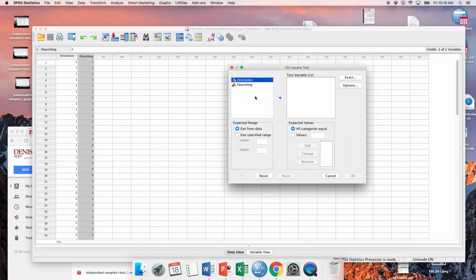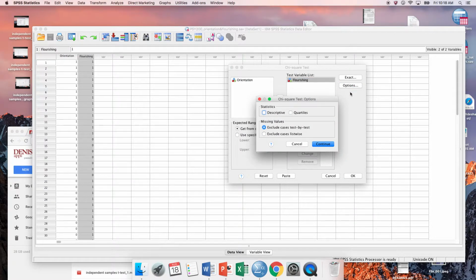Once we find the chi-square, we're asked to test a variable. We chose flourishing. We only need one variable here because we're simply comparing the likelihood of choosing yes to the likelihood of choosing no within this variable. We can ask for a lot of descriptive statistics. We don't really need them.